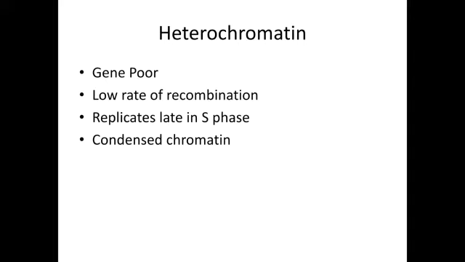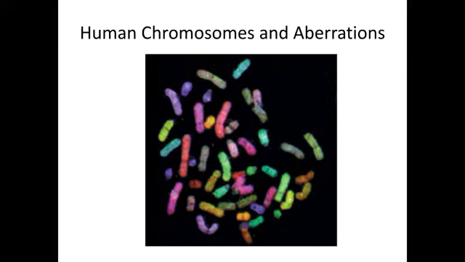Now, heterochromatin basically has the opposite properties. It tends to be gene poor, it has a low rate of recombination, it usually replicates later in S phase, and it's condensed as opposed to open. Now, we'll focus our studies mostly on human chromosomes.